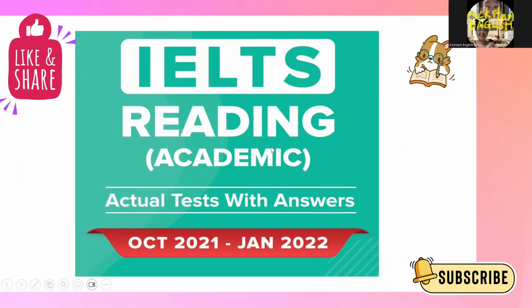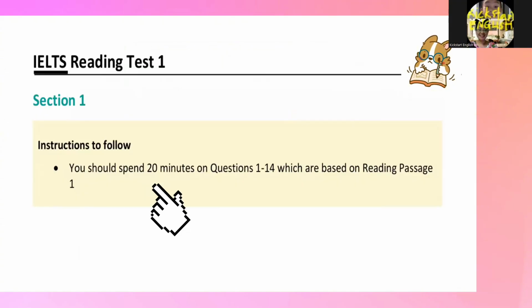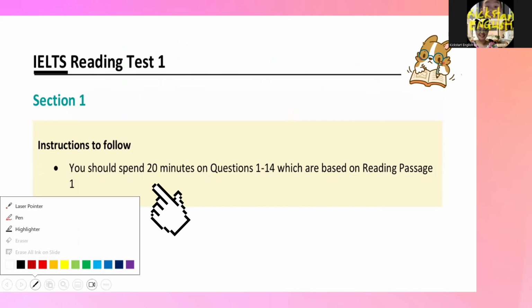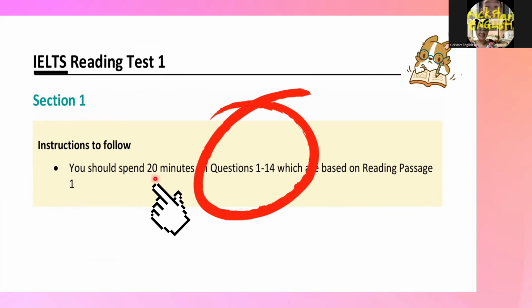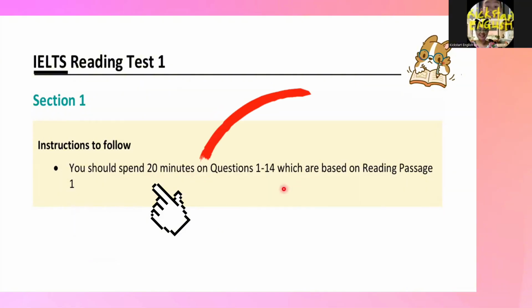So today we're going to practice IELTS academic reading. For today, our reading practice would take us 20 minutes. It's around 20 minutes, but since I am going to explain, it won't take me 20 minutes to explain. In the real test, you are required to answer 14 questions in 20 minutes.